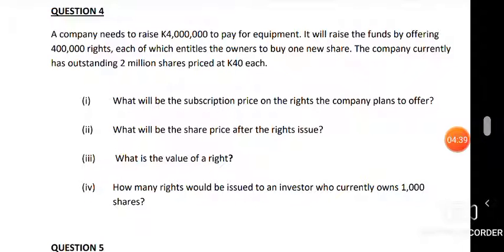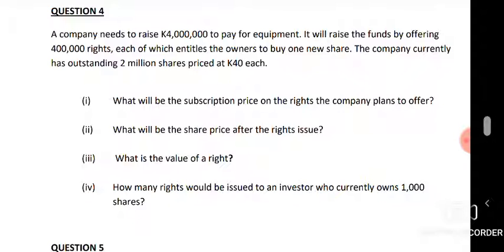So on question 4, it says a company needs to raise 4 million kwacha to pay for equipment. It will raise the funds by offering 400,000 rights, each of which entitles the owner to buy 1 new share.